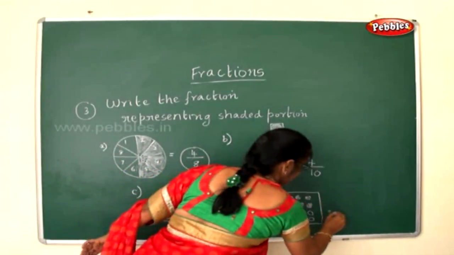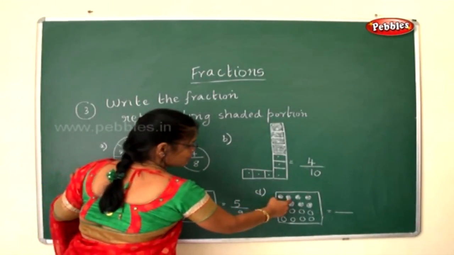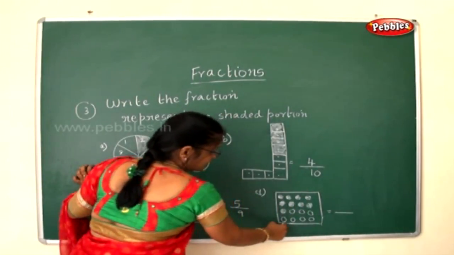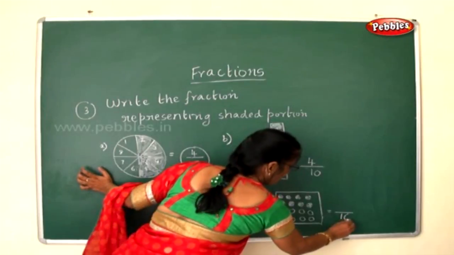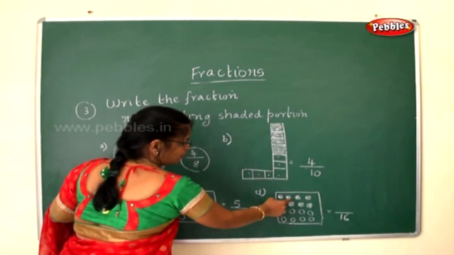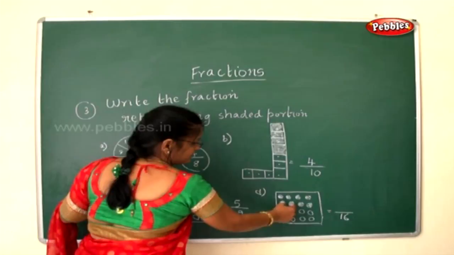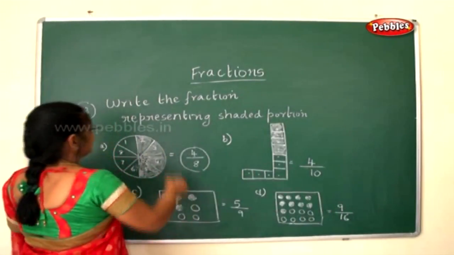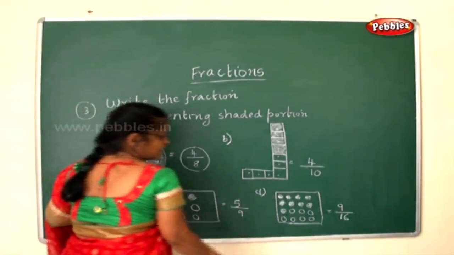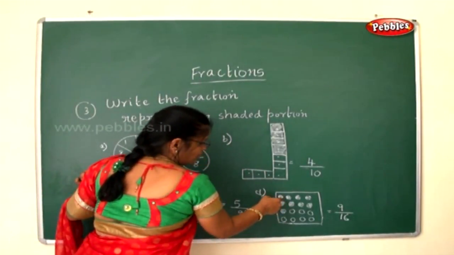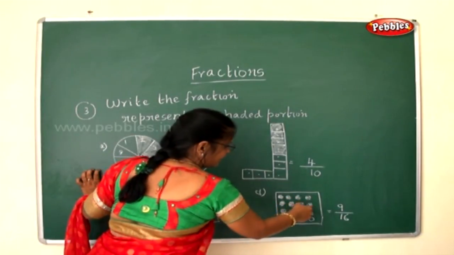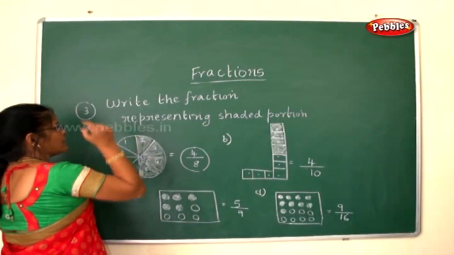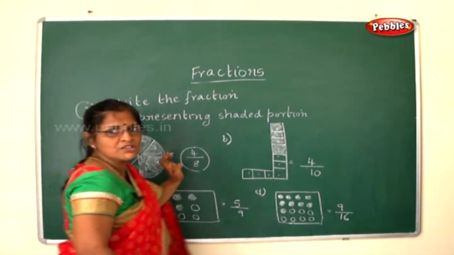Now tell me, how many are there? 1, 2, 3, 4, 5, 6, 7, 8, 9, 10, 11, 12, 13, 14, 15, 16. So how many are shaded here? 1, 2, 3, 4, 5, 6, 7, 8 and 9. So the answer is 9 by 16. That is, write the fraction representing the shaded portion. So 9 are shaded out of 16 circles. So this is the sum, right? The fraction representing the shaded portion.